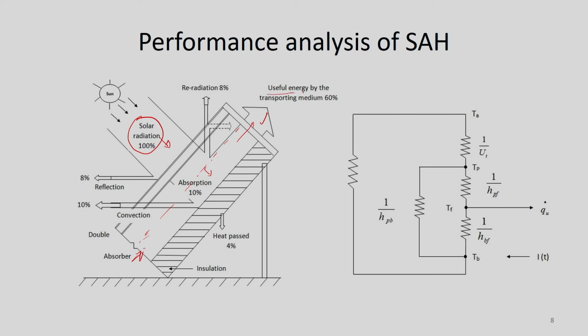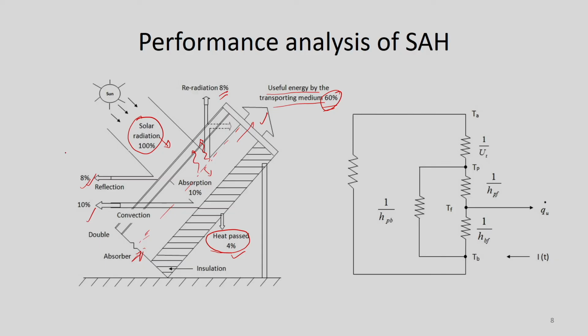So, it is found that the useful energy carried by the transporting medium is 60% of the heat, and then 10% goes to convective losses, and radiation losses will be 8%, and re-radiation, once it strikes on this absorber plate, it will re-radiate. This re-radiation loss will be about 8%. Of course, we need to estimate the amount of losses taking place from the bottom of the collector, which is estimated to be about 4%, right.